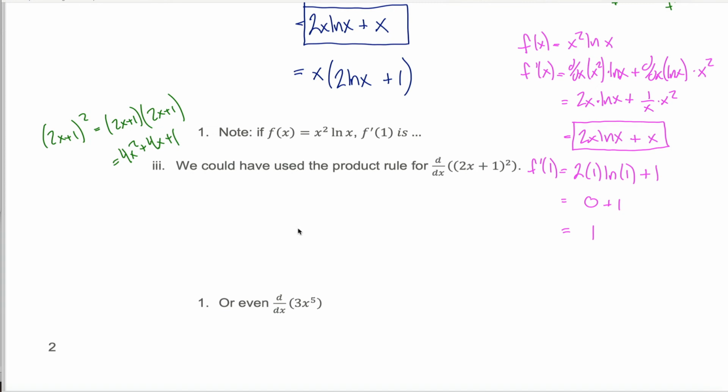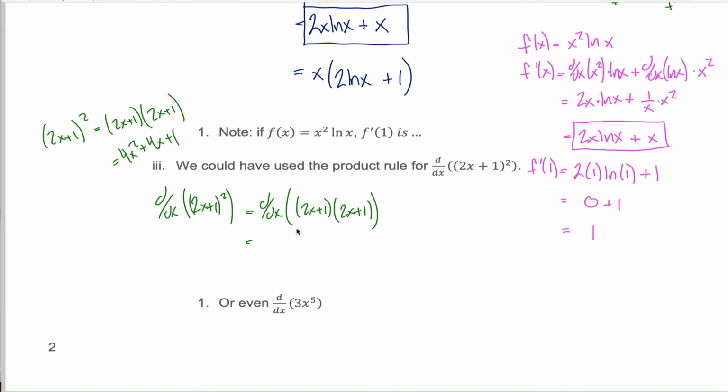Now we do. If somebody asks you to take the derivative of 2x plus 1 squared, just think about when you square something, you're multiplying it by itself. So really that person is asking you, what's the derivative of 2x plus 1 times 2x plus 1? Yeah, you could use FOIL, but you don't have to because we can take this derivative now. Think about this is f and this is g.